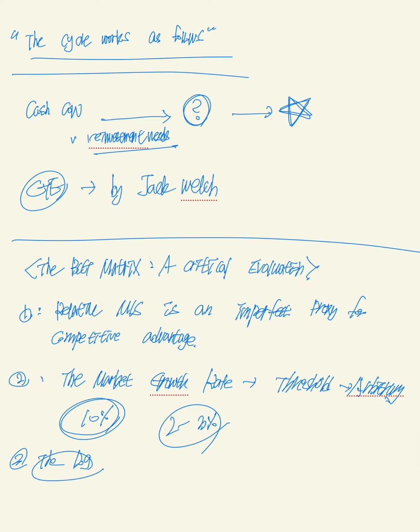And the third critique is that the dog label can create a self-fulfilling prophecy as well.